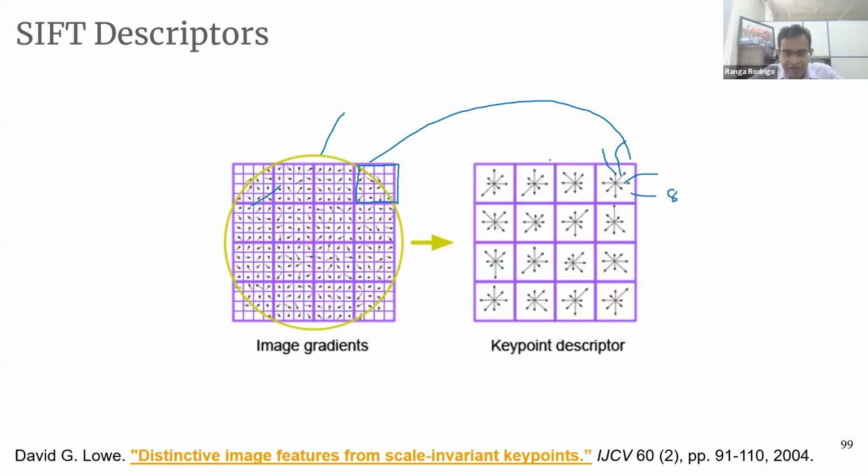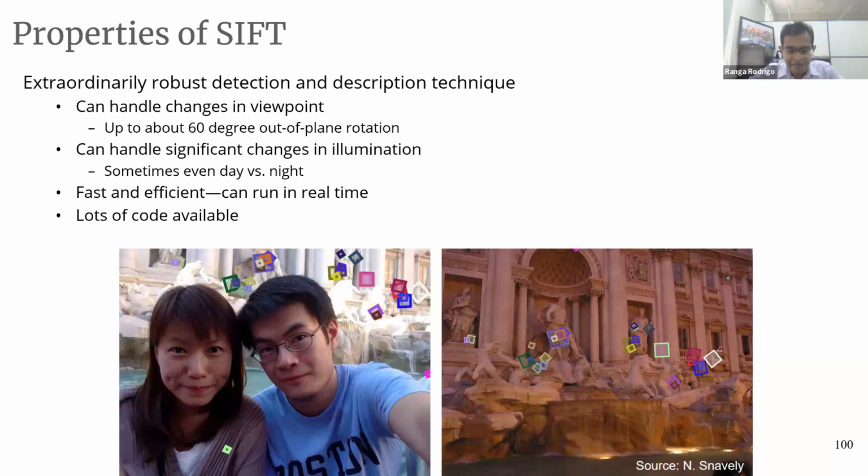How many numbers are there here? 8 numbers. How many numbers here? 8. How many numbers here? 8. So altogether, 8 times 16 numbers, right? How much is 8 times 16? 128. So this is the size of the SIFT descriptor. 128 numbers. So this is a beautiful contribution.